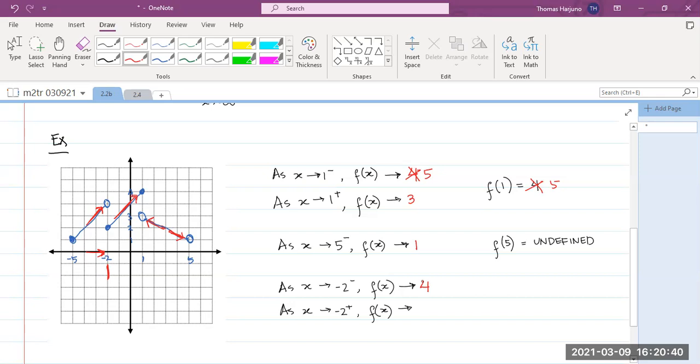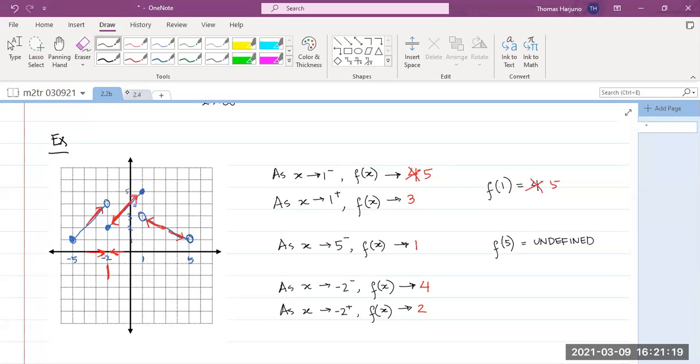Okay, but when you approach -2 from the right-hand side, the value of the function approaches +2. Okay, I mark this one down. That's not 4, that's 5. This 5 here. This is the one 4. Okay, now again, that's about notation. That's just about notation from 2.2b.